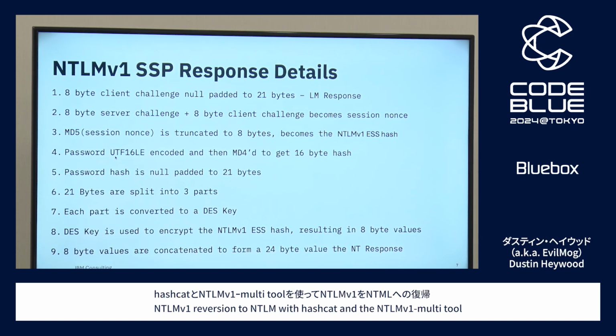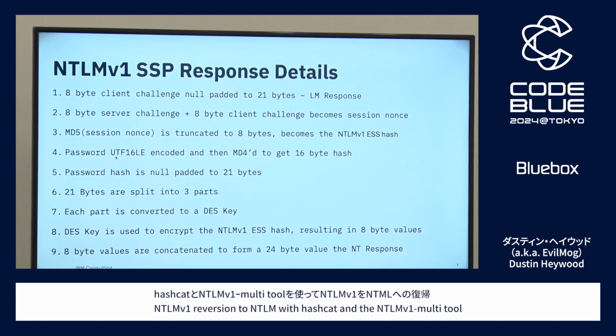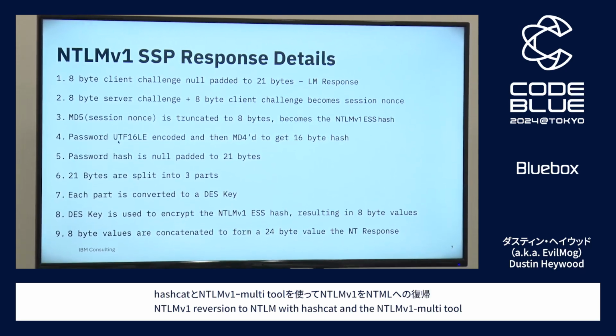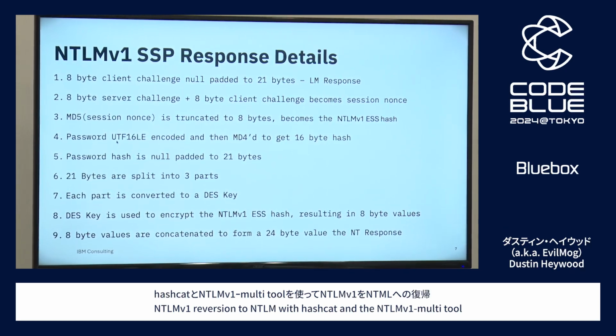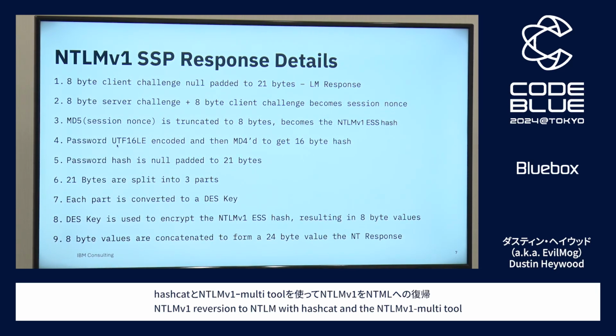That password then, so you basically take the, bear with me. You take the domain controller password, you UTF-16LE encode it, you MD4 it to get a 16-byte hash. That password hash is then null padded out to 21 bytes. Those 21 bytes are split into 3 parts. So you have one section, another section, another section.